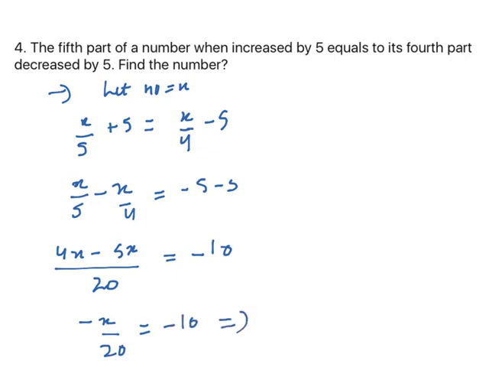That implies both the sides are negative, so we can make it positive. So minus x equals minus 10 times 20, or minus x equals minus 200, or we can cancel minus with minus. We will get x equals 200.